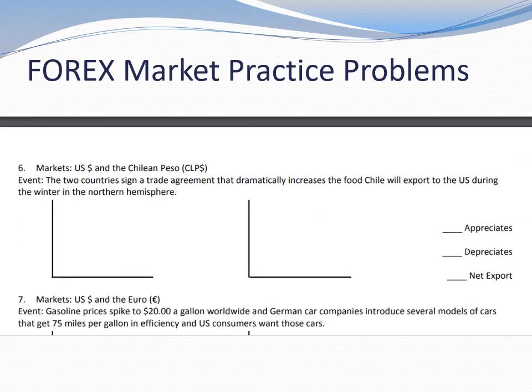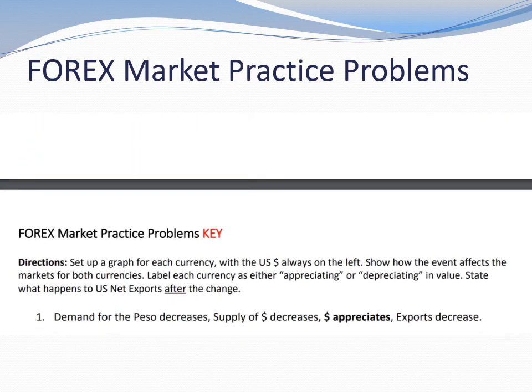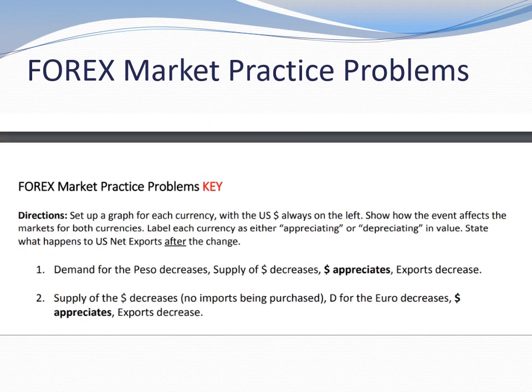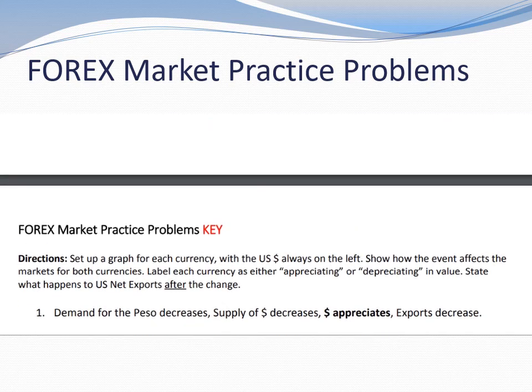So let's scroll down here to our handy dandy key. Oops, I thought I had the key on this one. I don't. I will just tell you, and then I'll show you a picture in a second. Okay, so the answer is that the US dollar appreciates, the Mexican peso depreciates, and because the US dollar appreciates, again, remember that means that American products are more expensive, which means that our US net exports will decrease.